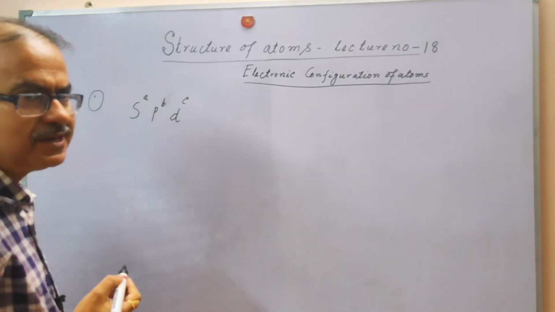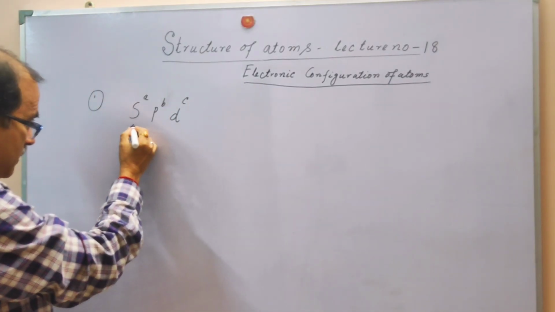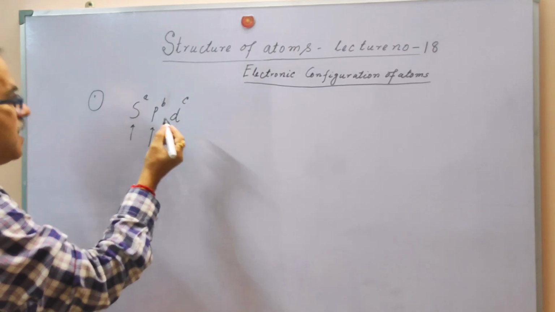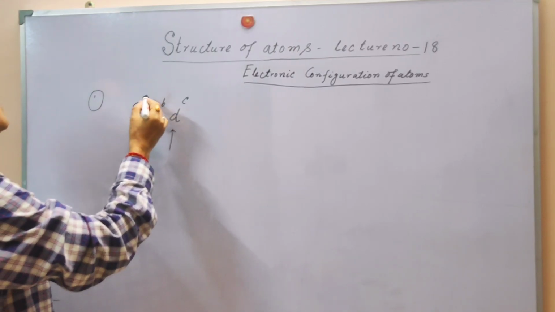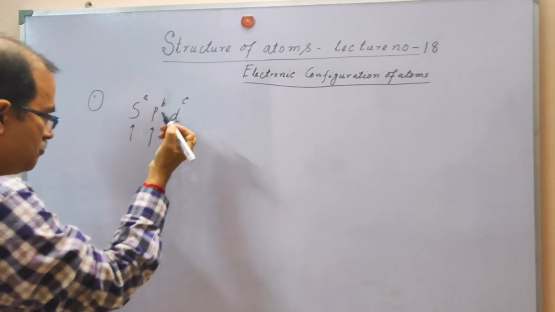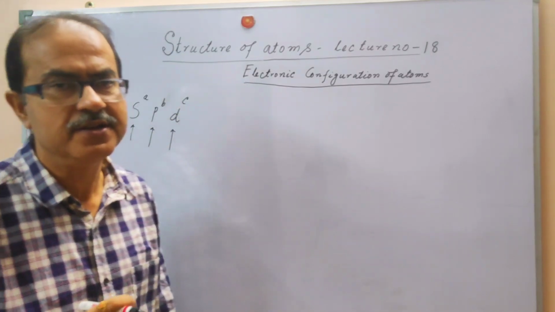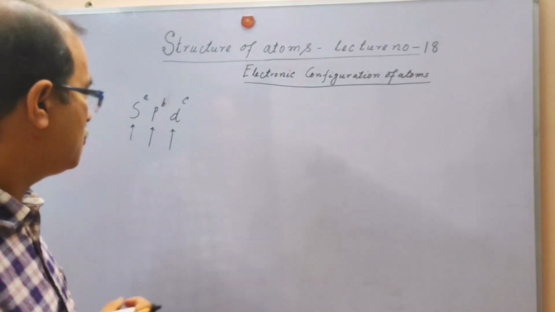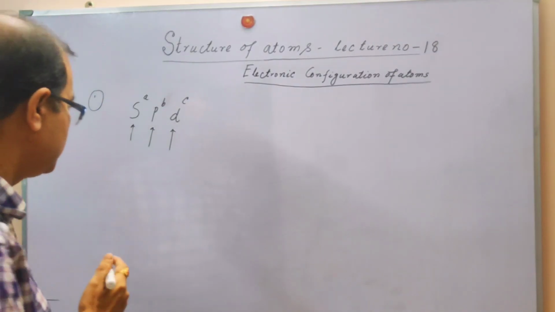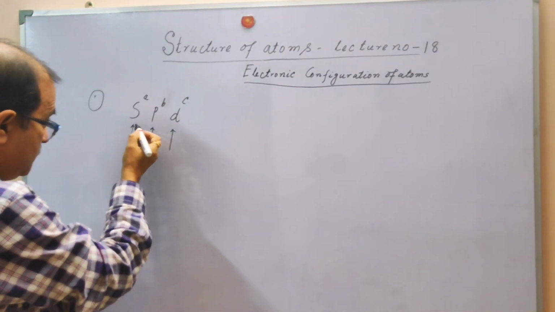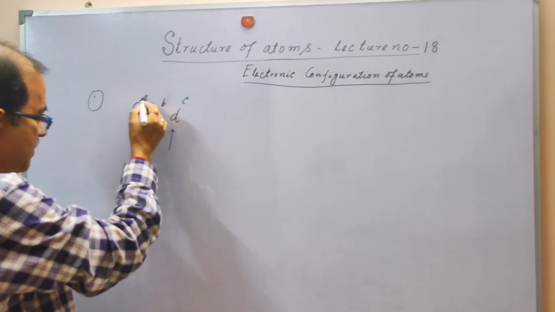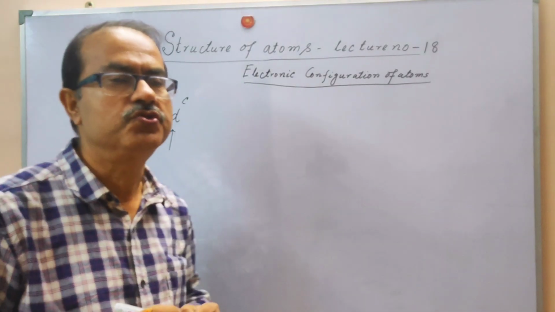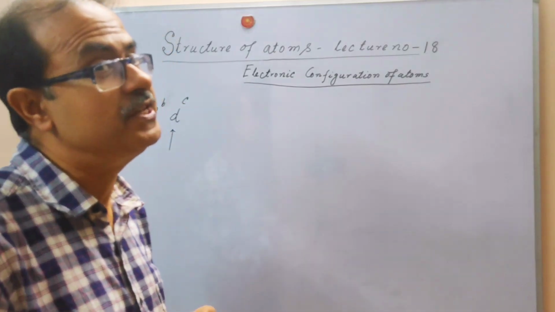this is called the subshell. These are all basically the subshells: s subshell, p subshell, d subshell. And in that subshell there is a superscript, and this superscript denotes the number of electrons present in that particular subshell. So this is the subshell, and the superscript, that is a, b, c, denotes the number of electrons in that subshell.